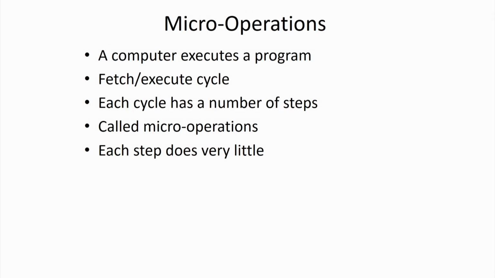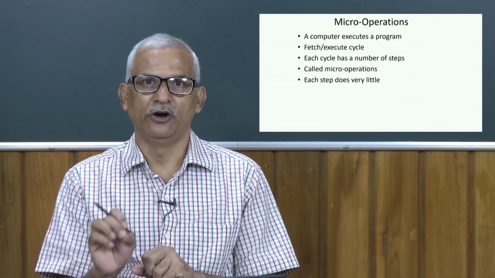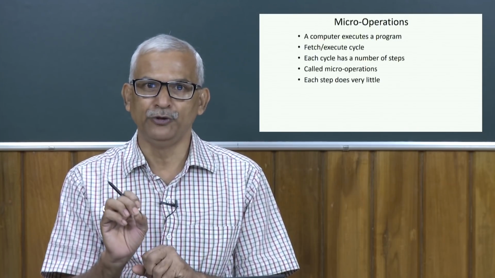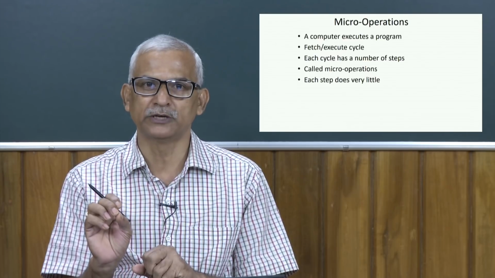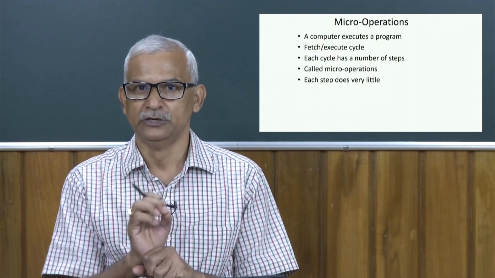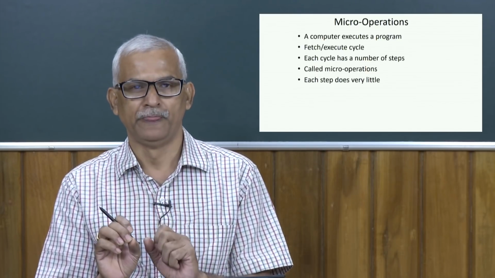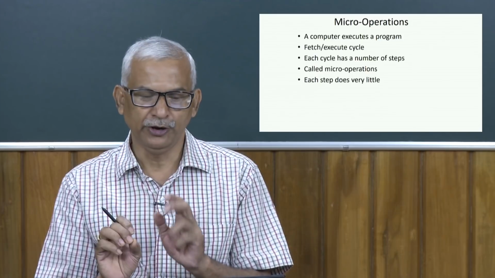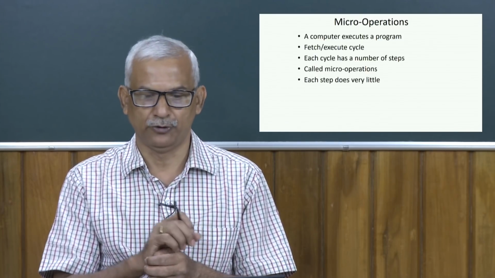So, each cycle, like the fetch cycle and the execute cycle, has a number of steps, and all those steps do very little work. We call these little works micro operations. After combining all those micro operations, we get the effect of the operation. Now, here we are going to see how we look for those particular micro operations.